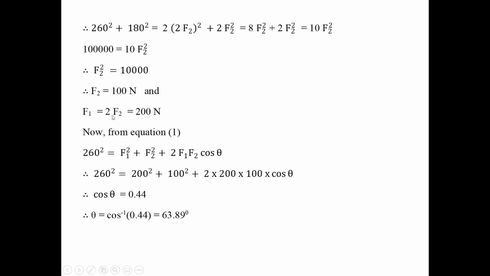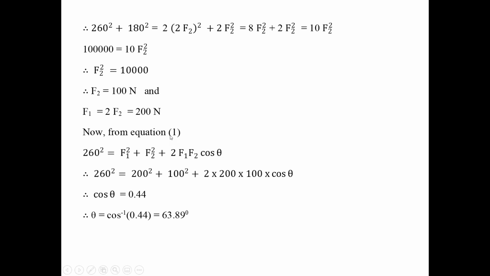F1 is double the F2, so F1 is equal to 2F2, so F1 is 200 newtons. So in this problem, the larger force F1 is 200 newtons and force F2 is 100 newtons. We are also asked to find out the angle theta between the forces F1, F2.